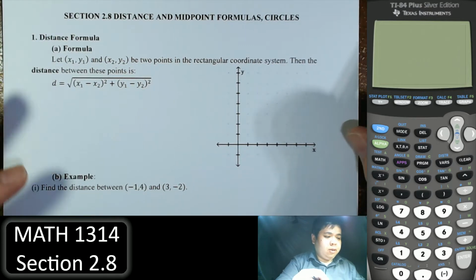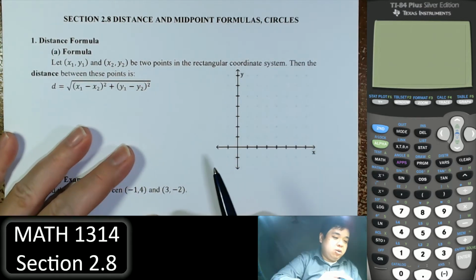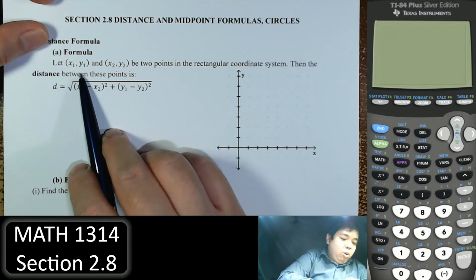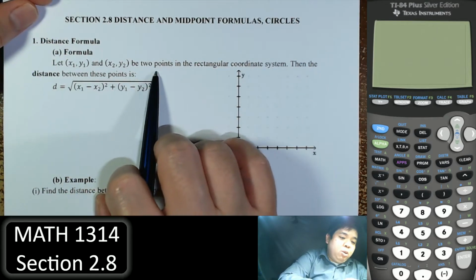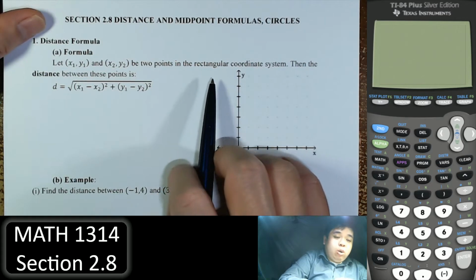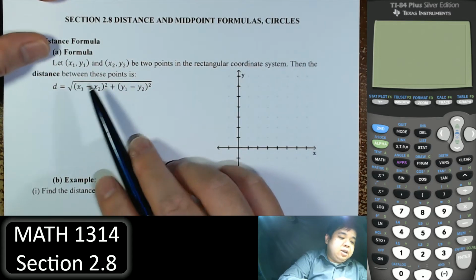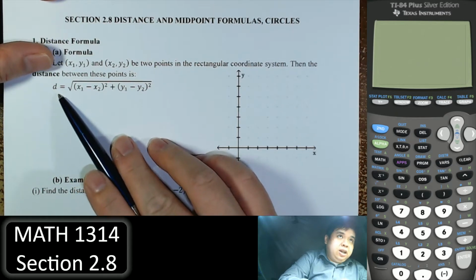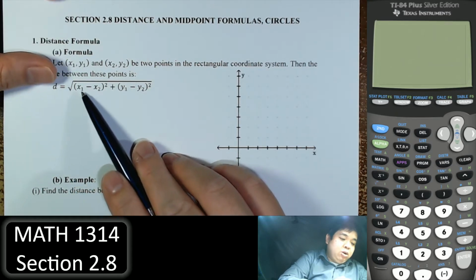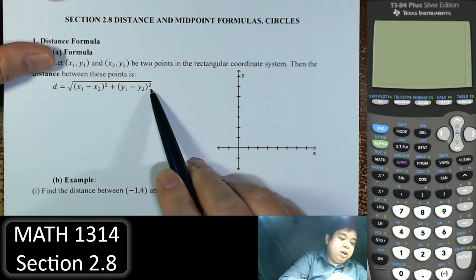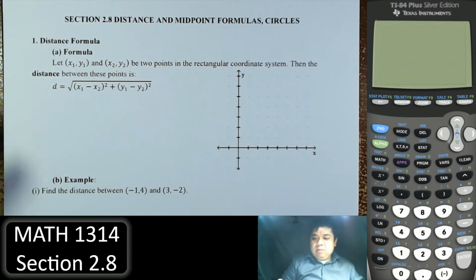Circles. Equation of a circle. Distance formula. Let x1, y1 and x2, y2 be 2 points in the rectangular coordinate system. Then the distance between these points is d equal to the square root of (x1 minus x2) squared plus (y1 minus y2) squared.